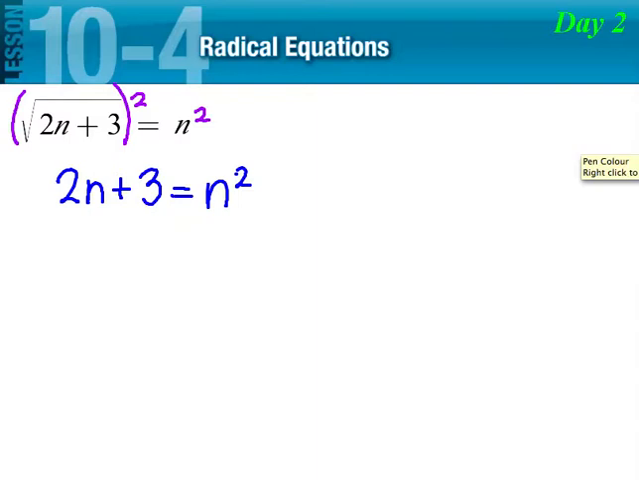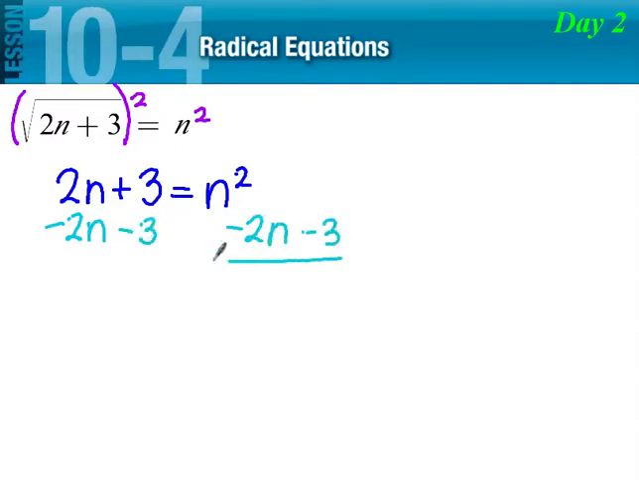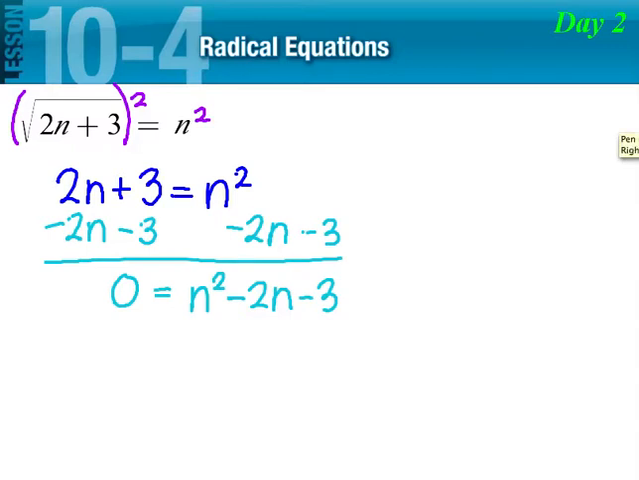So what side am I going to move things to? The right. So I'm going to subtract 2n from both sides. What else am I going to do? Subtract 3. On the left side, what am I left with? 0. On the right side, I have n squared minus 2n minus 3. Now this looks real similar to something we looked at a few chapters back.